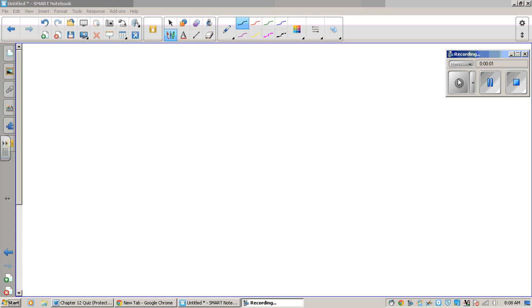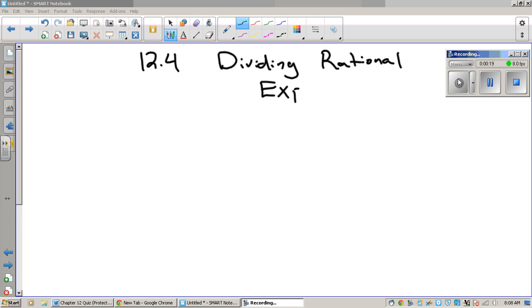Today's work is dividing rational expressions. What I hope you can say at the end of this is: I can divide rational expressions.